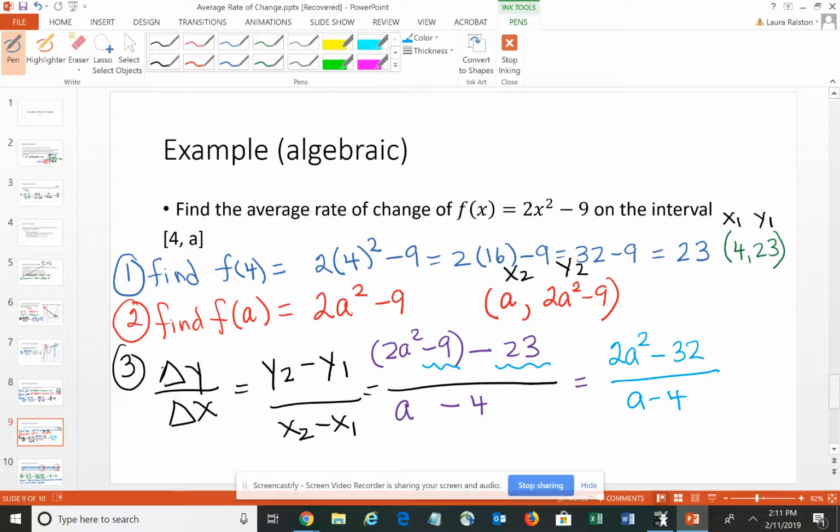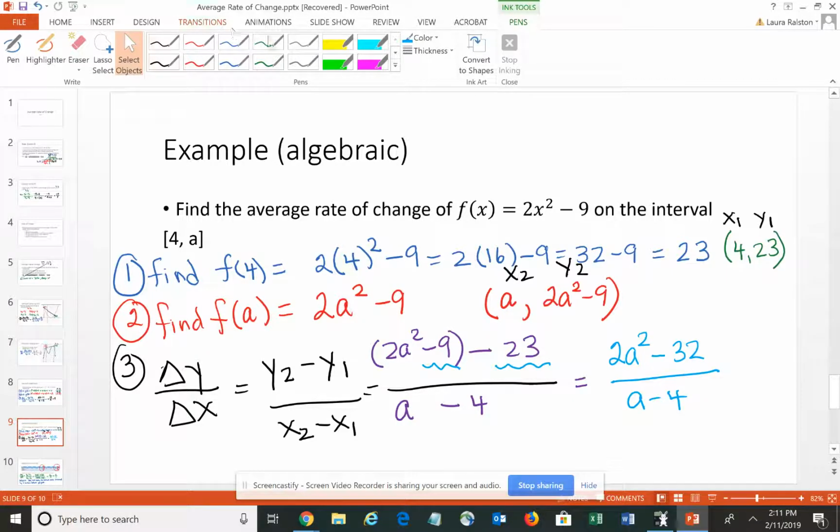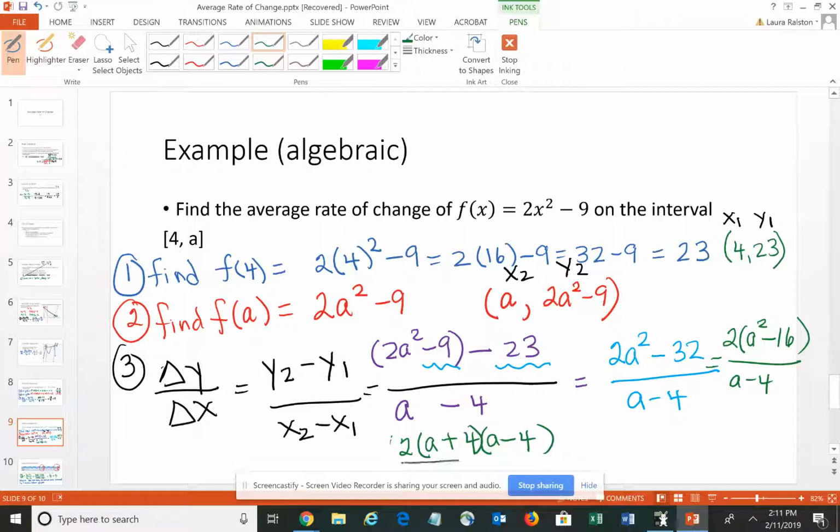Now I realize some of you may think at that point that you're finished, but guys, you're not, because that is a fraction, and we know from earlier algebra days you want to simplify that fraction. So I noticed that first off I have a 2 in common in the numerator, which gives me a squared minus 16 over a minus 4. I then notice that I can factor a squared minus 16 as a difference of two squares. So we get a plus 4, a minus 4.